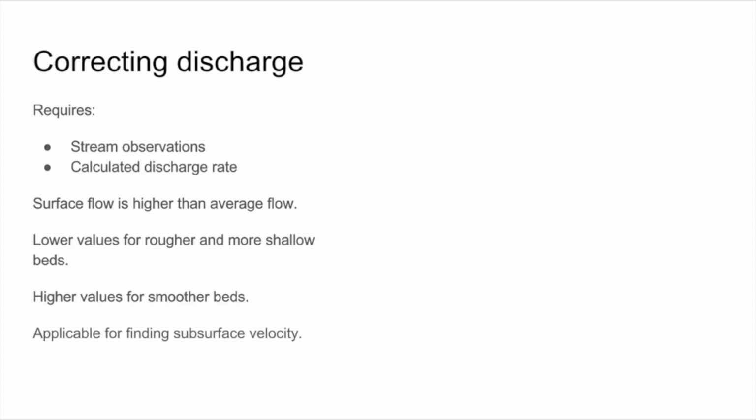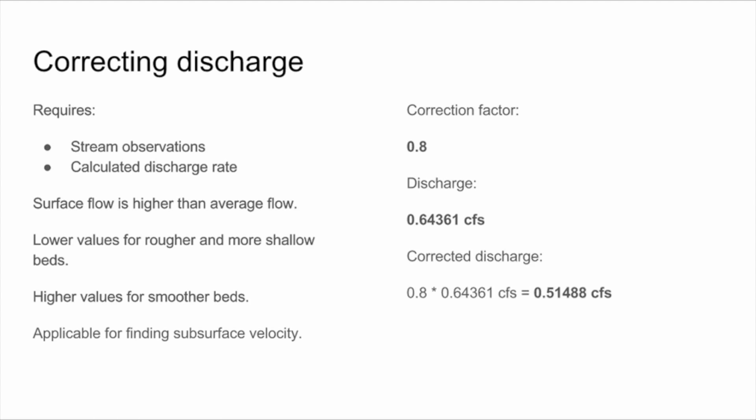Correcting discharge requires having made stream observations and having calculated your discharge rate. This is important because surface flow is higher than average flow. Usually, lower values are used for rougher and more shallow beds, while higher values are used for smoother beds. This is also applicable for finding subsurface velocity. Applying a correction factor to surface velocity will also let you find subsurface velocity. In this example, we will use a correction factor of 0.8. Multiply your discharge by your correction factor, and you will have a corrected discharge rate.